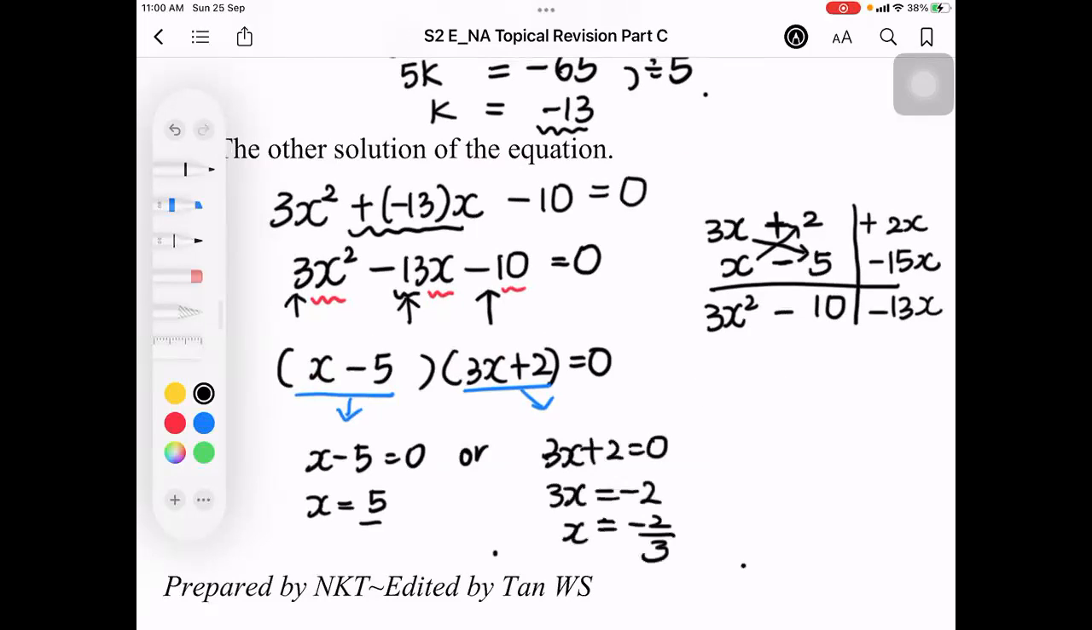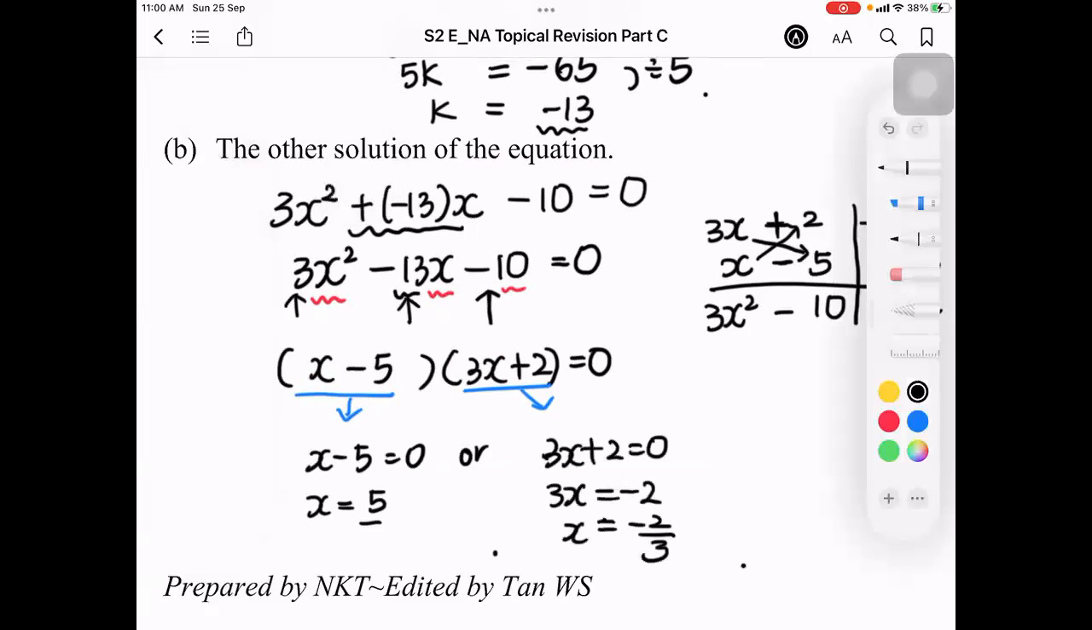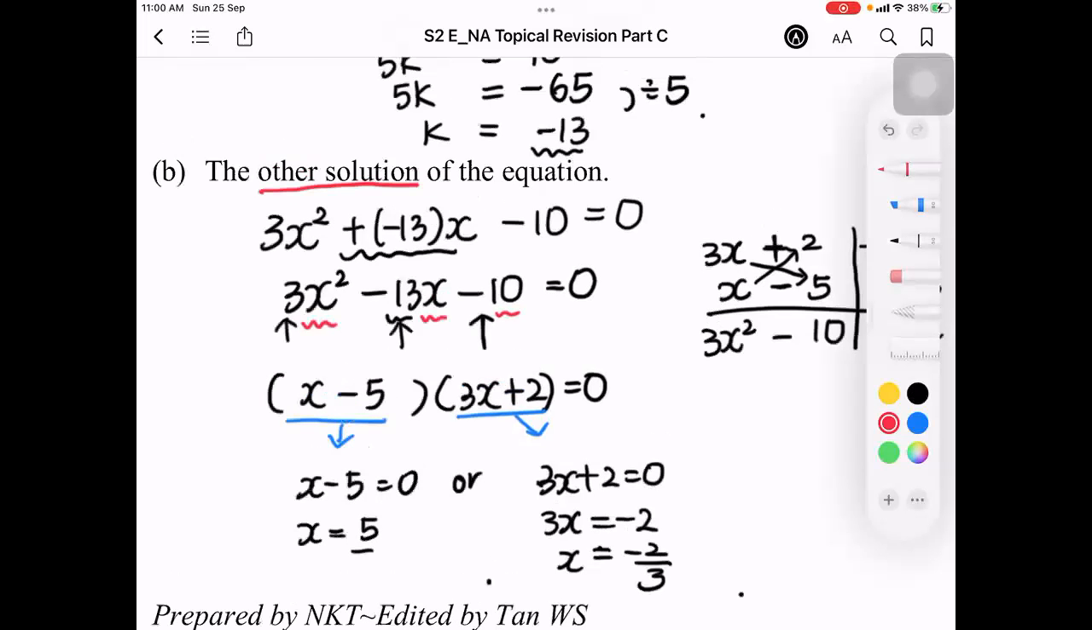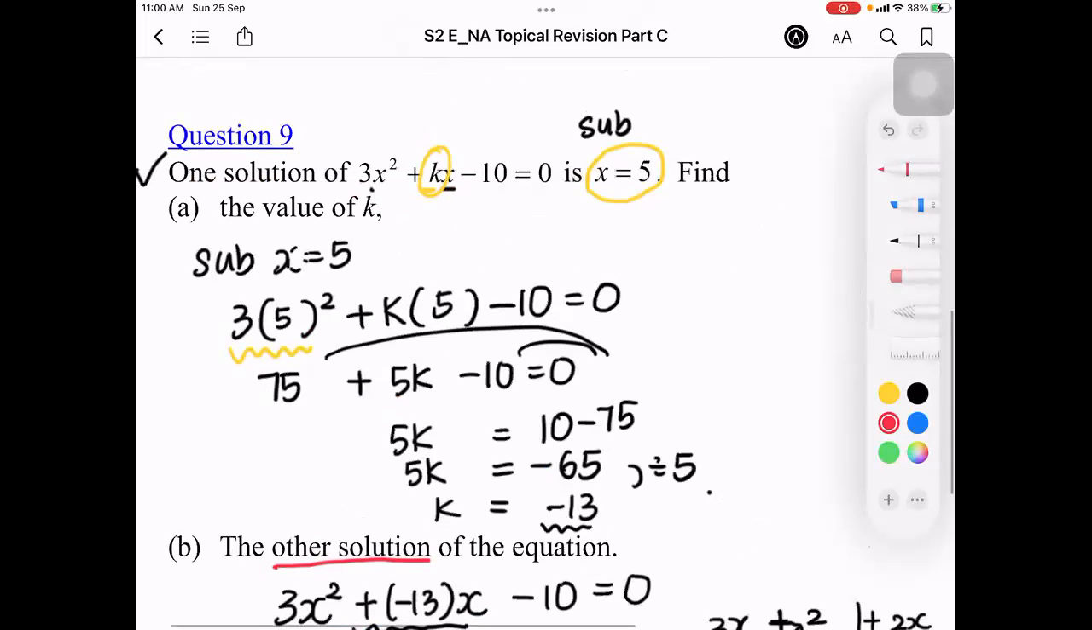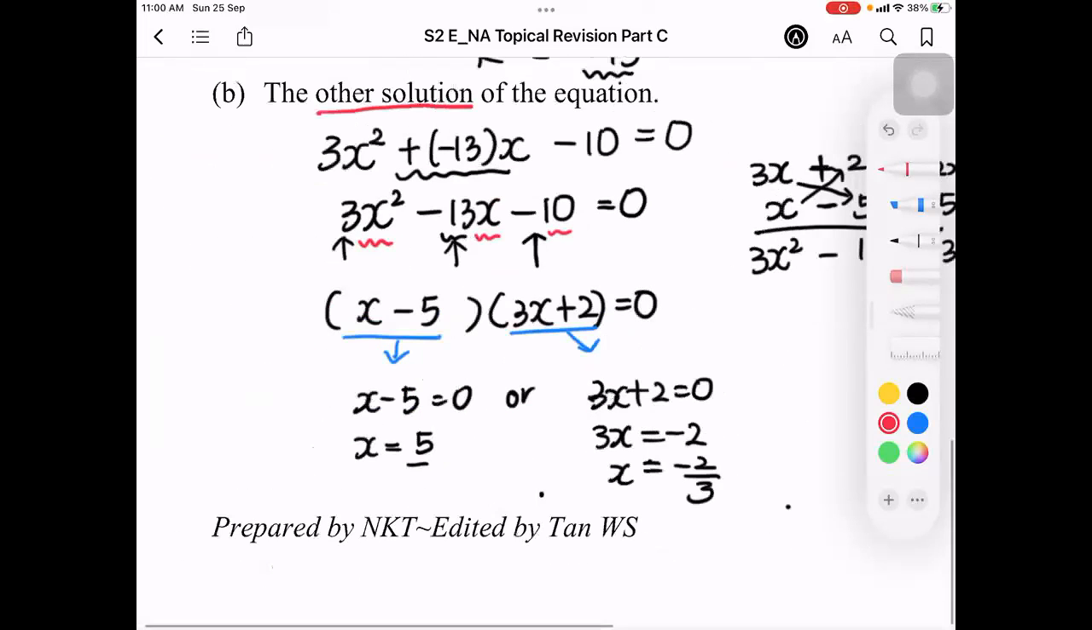Okay. We got our two answers, but take note of the question. The question says find the other solution. What is it talking about? I got two solutions, so which is the other solution? Let me go back to my question. They say one solution is x equals 5. So this one is already given. That means the other solution is x equals minus 2 over 3. This is the answer for the solution.